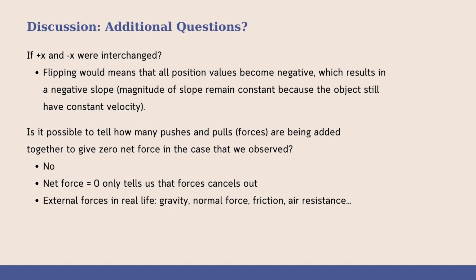Moving on to the additional questions, if the positive x and negative x axis were interchanged, it would mean that all position values would become negative, which results in a negative slope. But the magnitude of the slope remains constant because the object is still moving at a constant velocity.